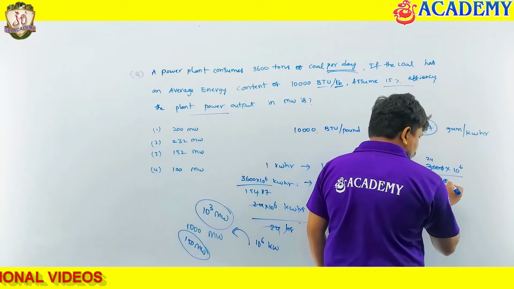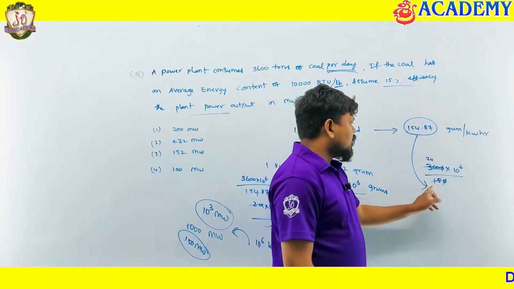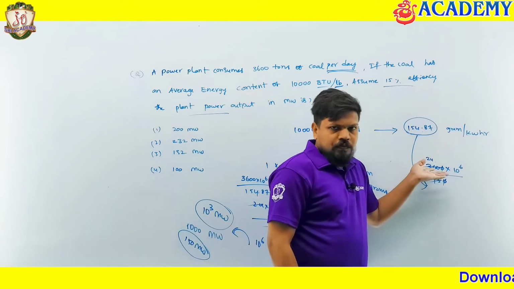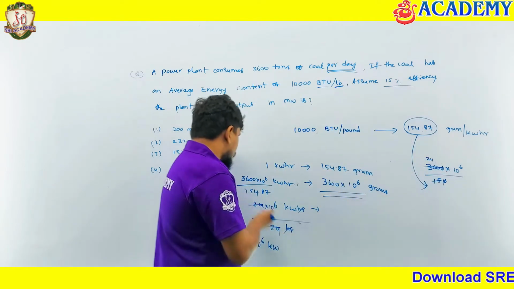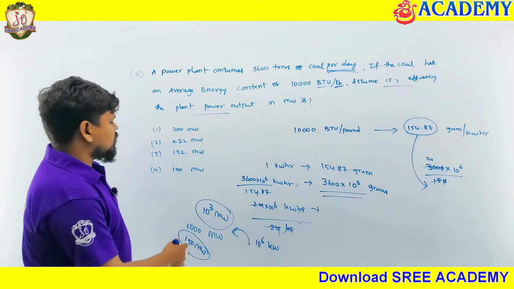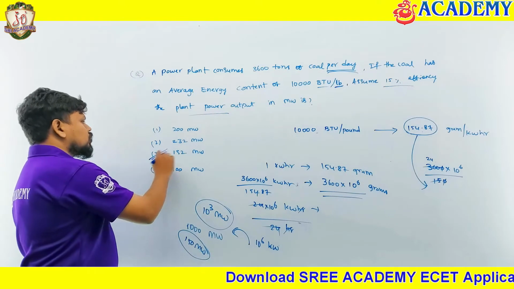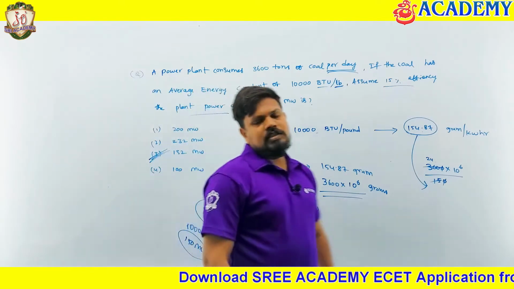Instead of 1 divided by, here actually 154.87 we have to use. Then you will get less than 24, a little bit less than 24. If you use less than 24 in the numerator, definitely our value will be less than this 150. So that means 132 megawatt will be the answer for this.